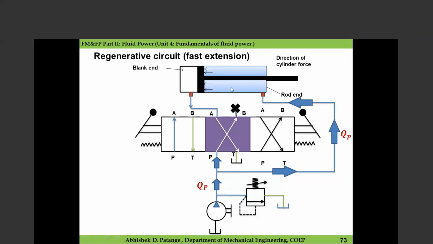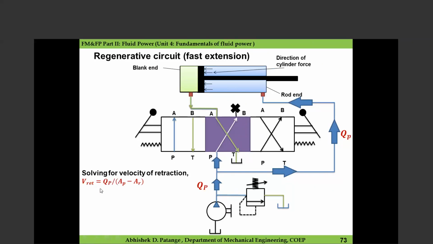Because of this force, the piston will move from right hand side to left hand side, and at the same time the liquid available at the blank end will be taken from the blank end port to B to A, and since A is connected to T, it will go to the tank. So this is simple, similar to a simple double acting cylinder. The only thing is it is not passing through the DCV, the direction control valve, but bypassing it. Otherwise everything is the same.